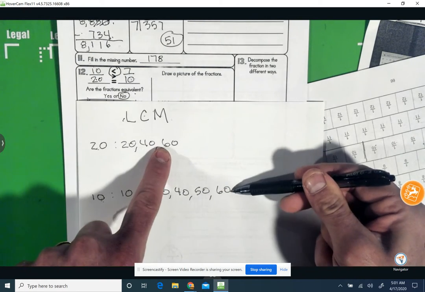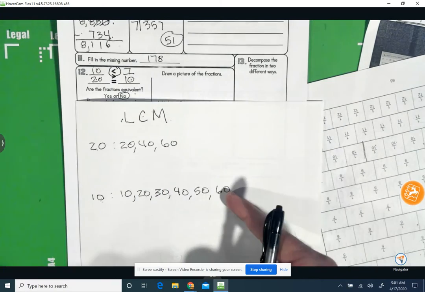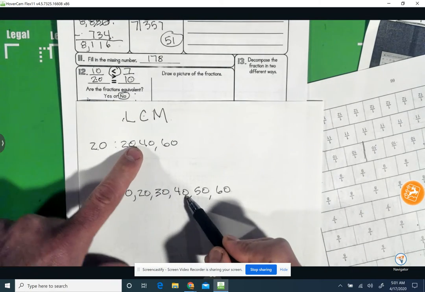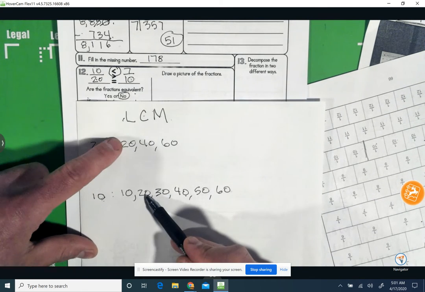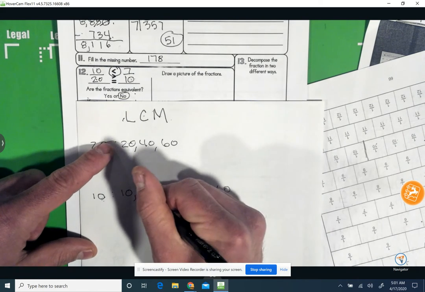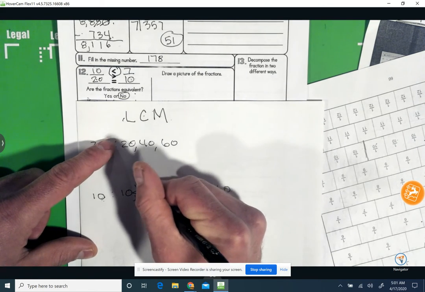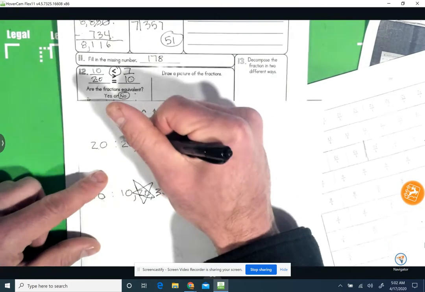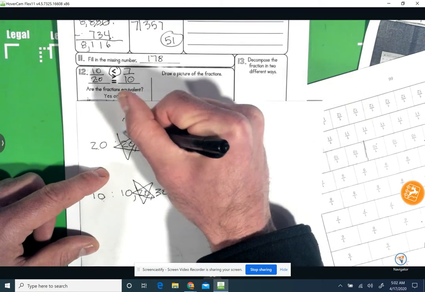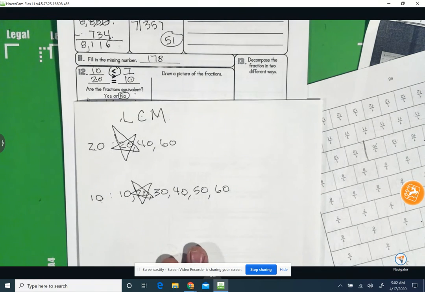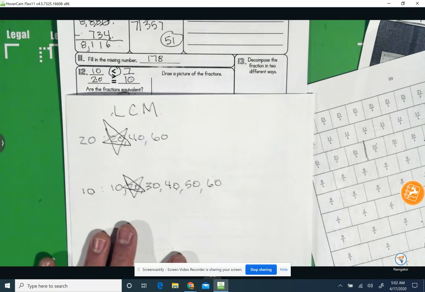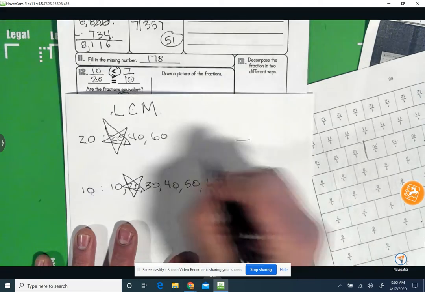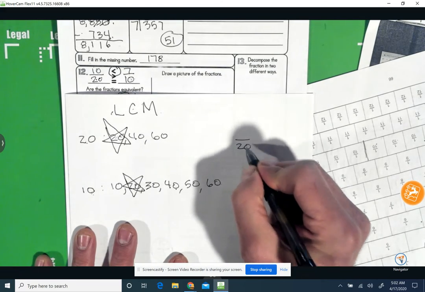We see that 60 is a common multiple, but that would not be the least common multiple. 40 is a common multiple, but it is not the least common multiple. And we have a common multiple of 20. 20 is the least common multiple, as I attempt to follow Mountain Math's instructions and put a star around the least common multiple of 10 and 20. So now we can begin to think about, what is our new denominator going to be? Our new denominator is going to be 20.